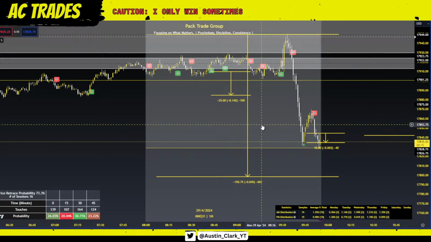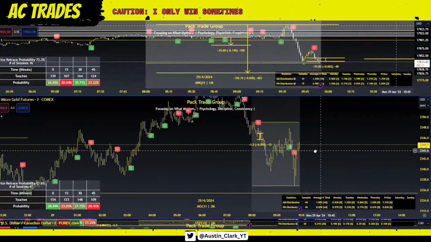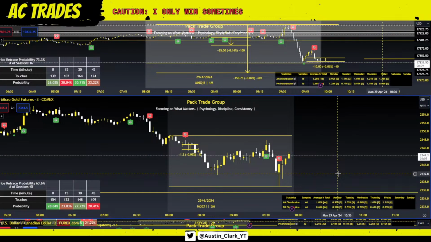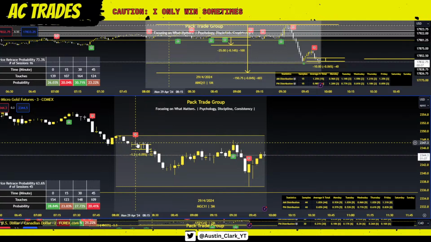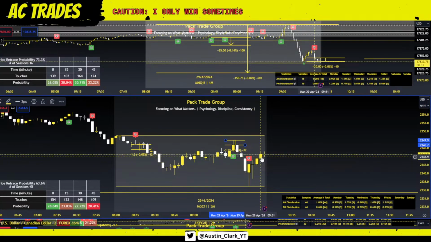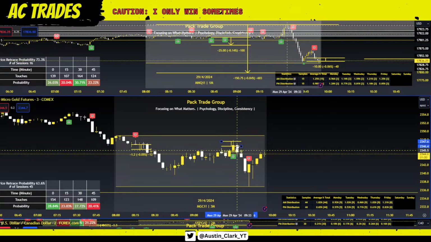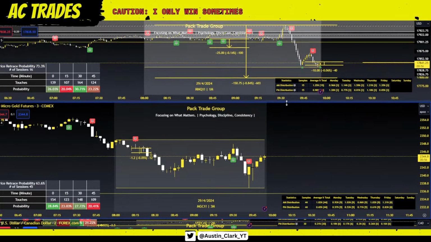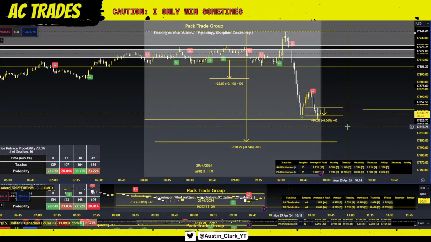Have we gotten another gold trade at all? Oh, looks like we did. This one looks like it's still in a trade. It took a bit of drawdown, but obviously I've been trading MNQ, so I haven't even been looking at gold for the distribution trade.